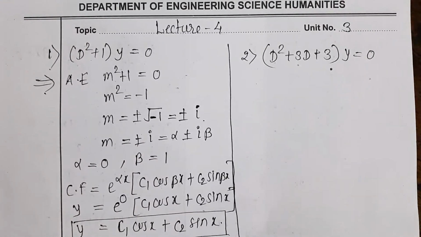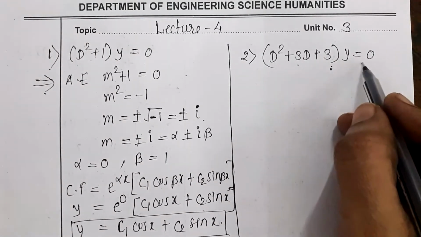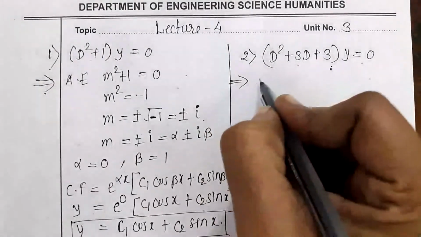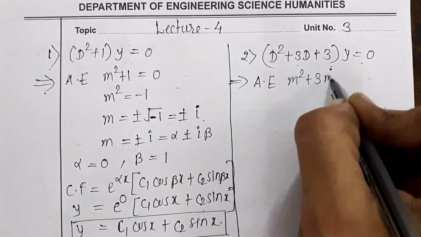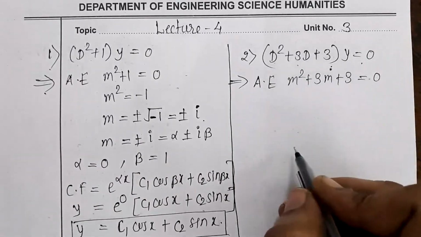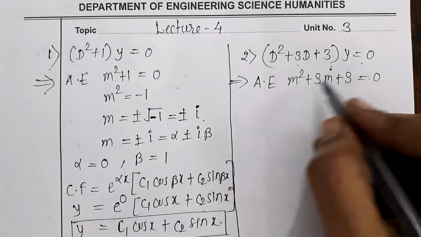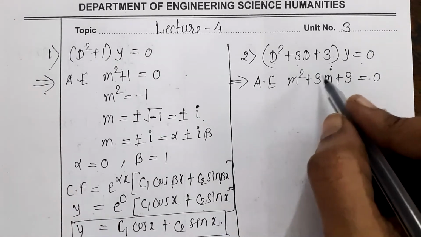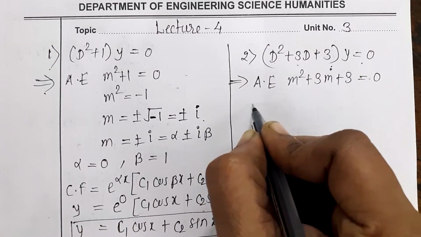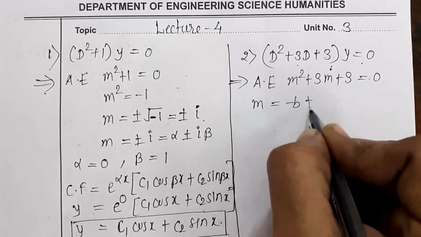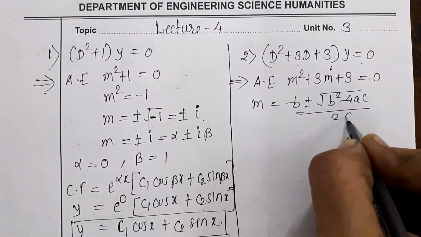Now next example is (D² + 3D + 3) y = 0. Again, write down first the auxiliary equation: m² + 3m + 3 = 0. Now what are the roots? Here we cannot directly evaluate the roots because it is not in complete square form. So we use the quadratic equation formula, that is m = (-b ± square root of b² - 4ac) divided by 2a.